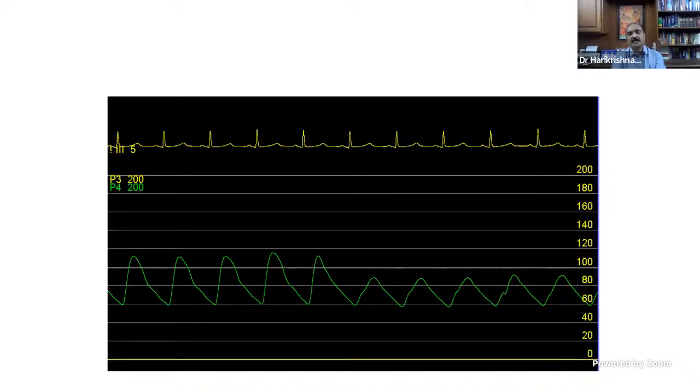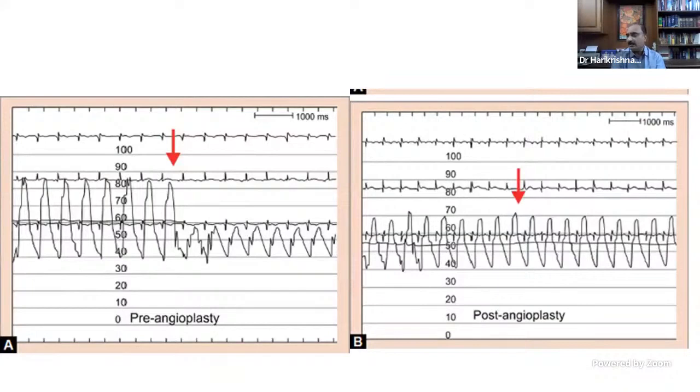Now we will go to the next set of tracings. So what is this? This is a pullback tracing from the proximal aorta to the distal aorta. It shows a peak to peak gradient from proximal to distal of around 30. So it's most likely coarctation of the aorta. Aortic coarctation. Okay, agree.